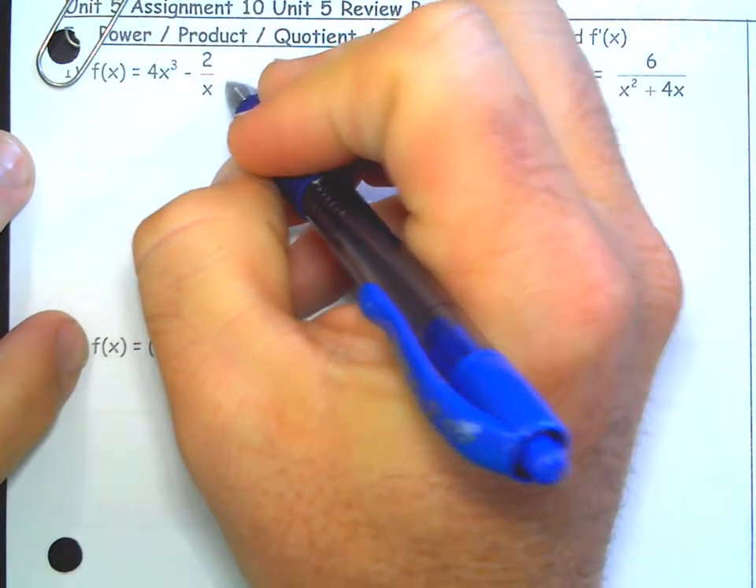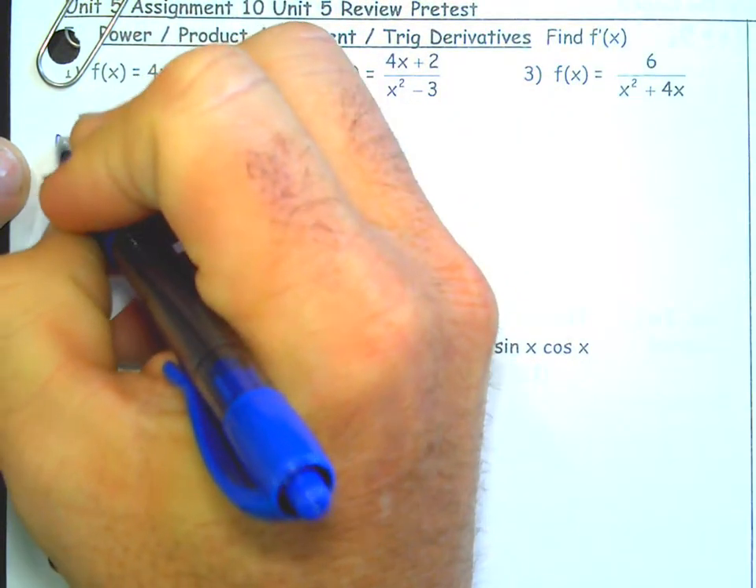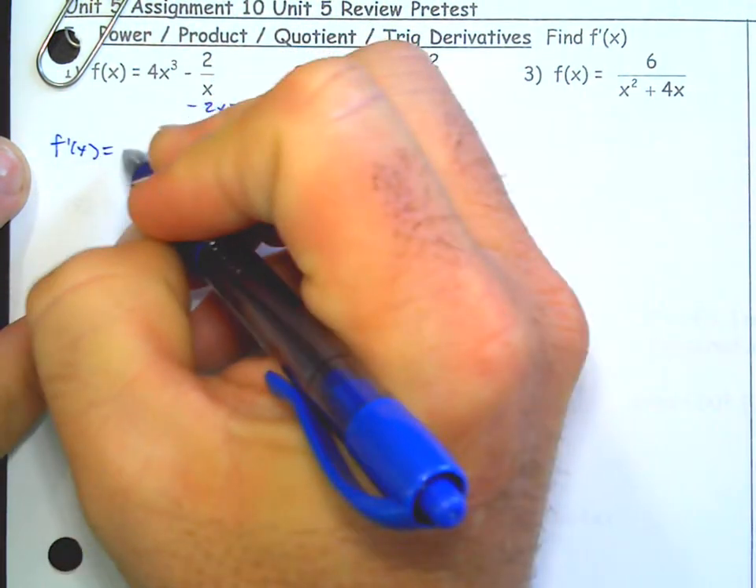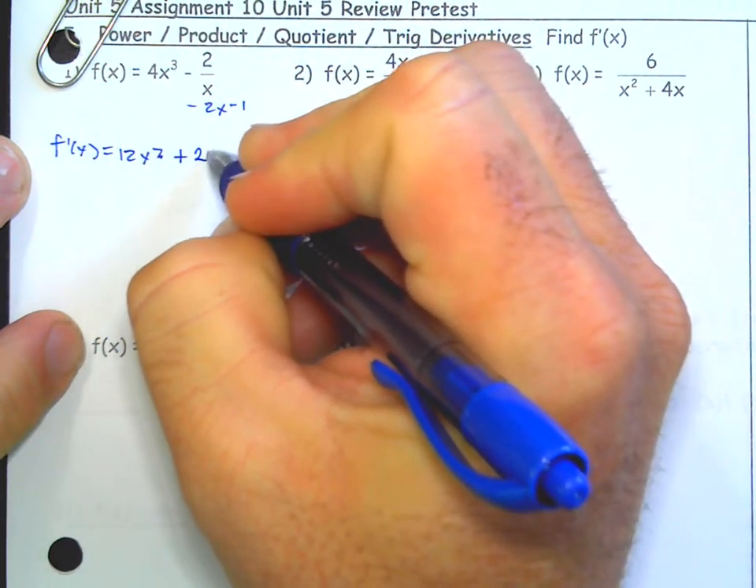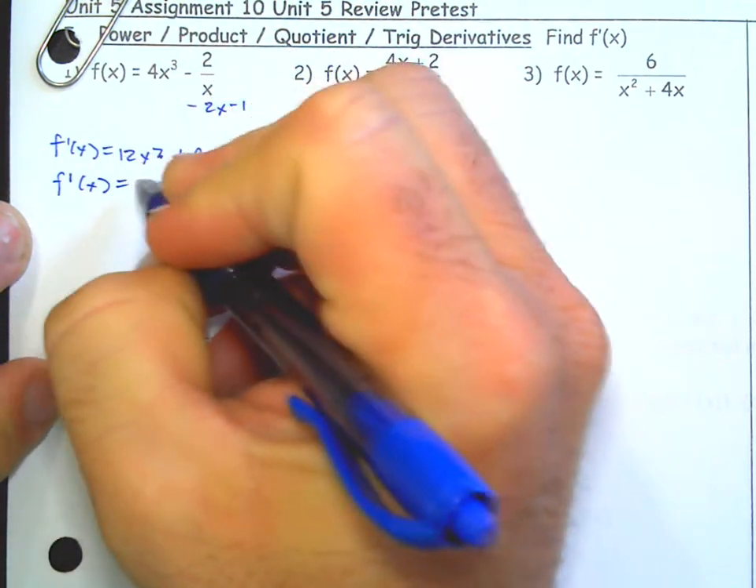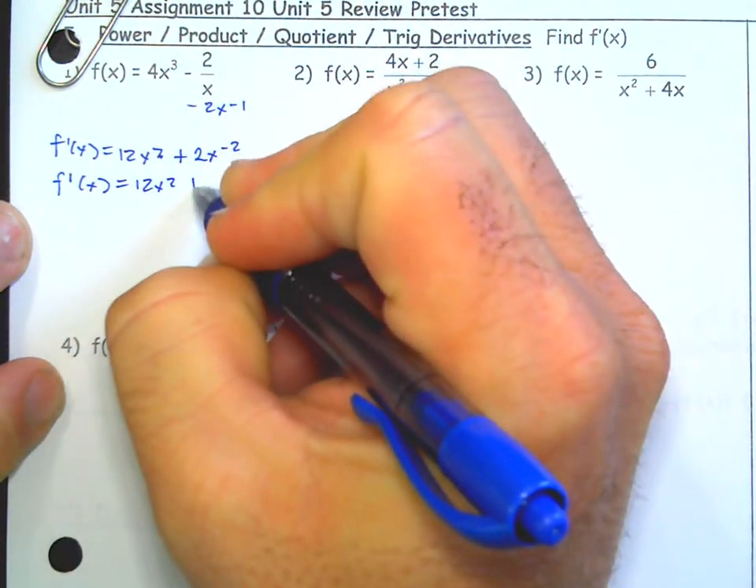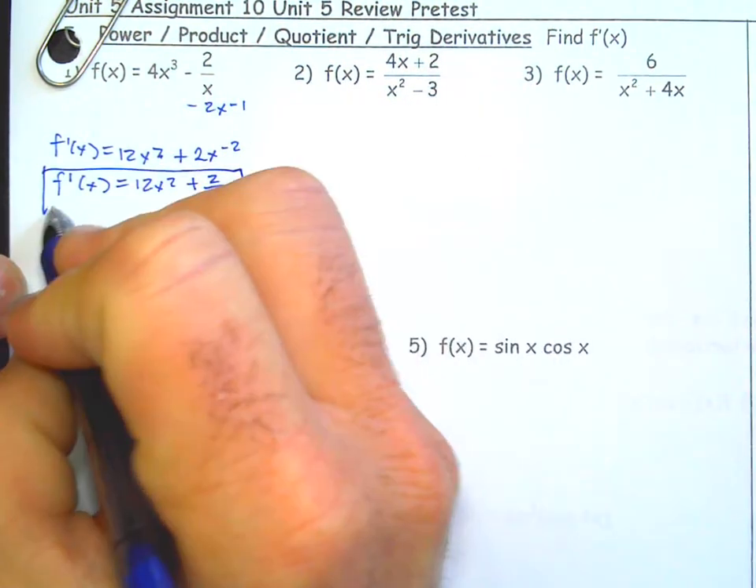I personally would change this to minus 2x to negative 1. So you could do f prime of x equals 12x squared plus 2x to the negative 2. Final answer, I want positive exponents. If you leave negative, taking off points.